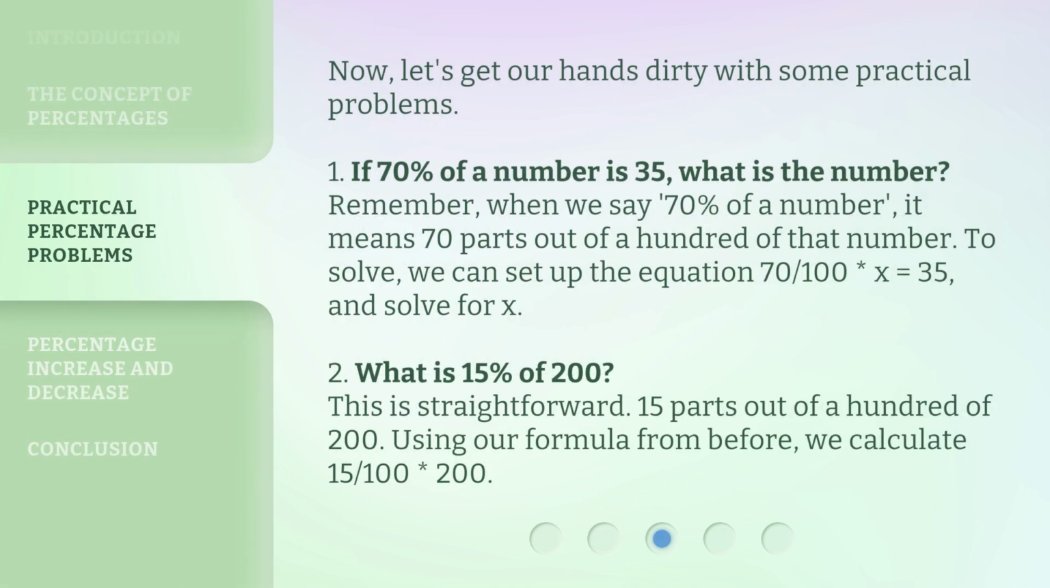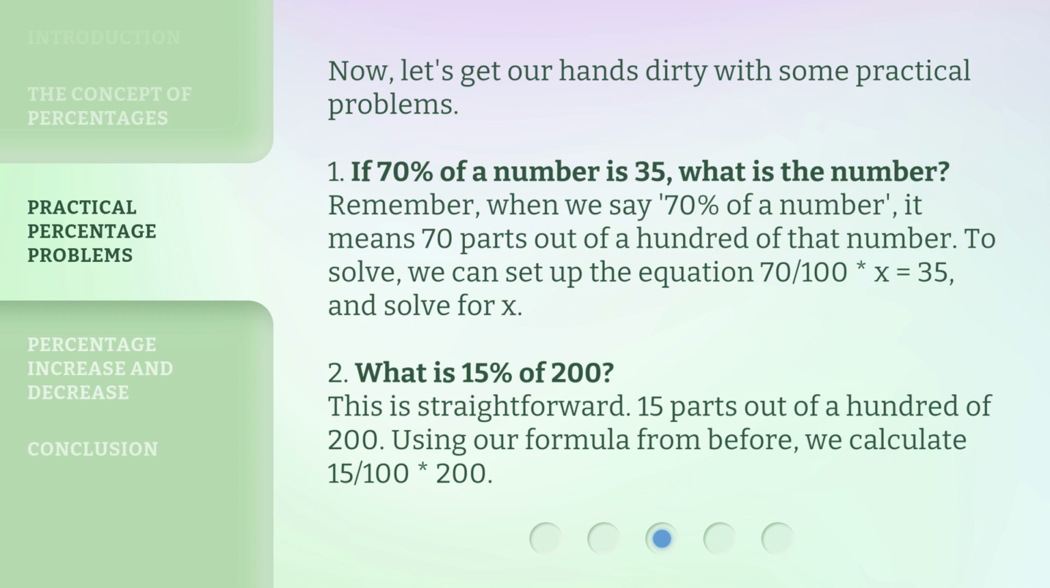Now, let's get our hands dirty with some practical problems. 1. If 70% of a number is 35, what is the number? Remember, when we say 70% of a number, it means 70 parts out of 100 of that number. To solve, we can set up the equation 70/100 * x equals 35 and solve for x.